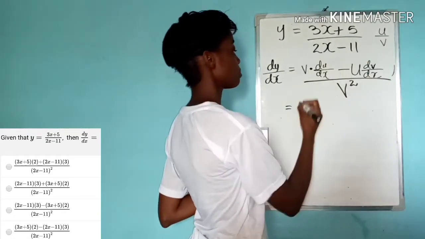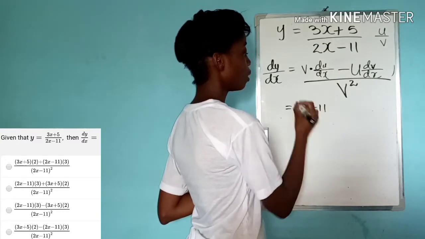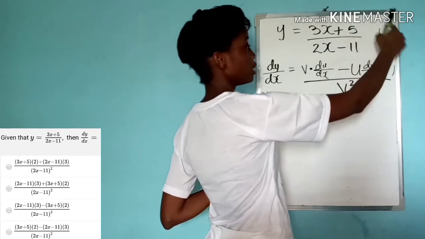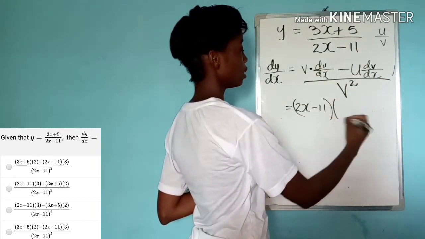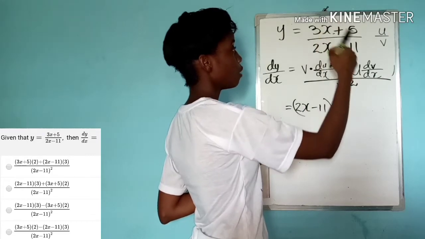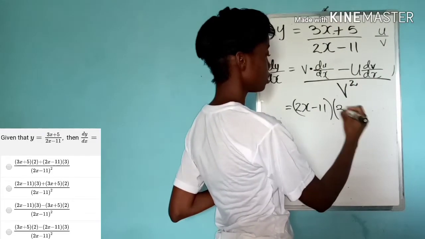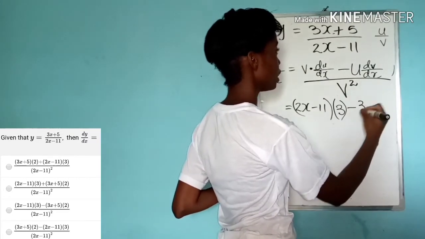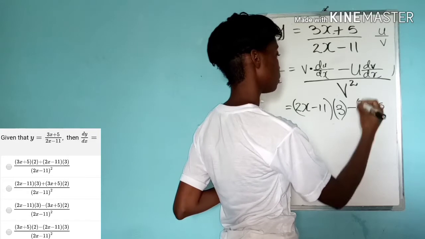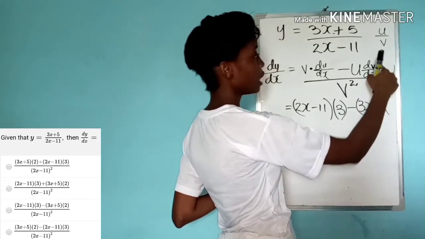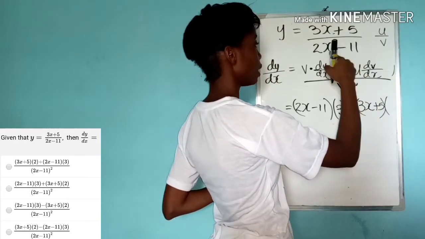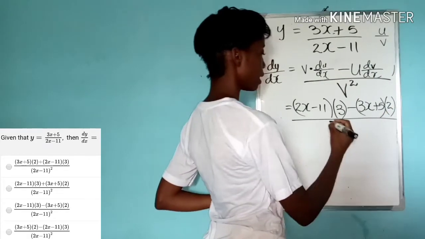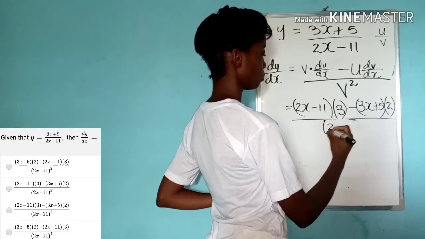What is v? 2x minus 11. All of that will be multiplied by du by dx, which means I should differentiate u and write it here. Derivative of our numerator is going to be 3. Derivative of 5 is 0. Minus, what is u? 3x plus 5. Times, when I differentiate the denominator, what do I get? And that's going to be 2. And all of this should be divided by our denominator squared.